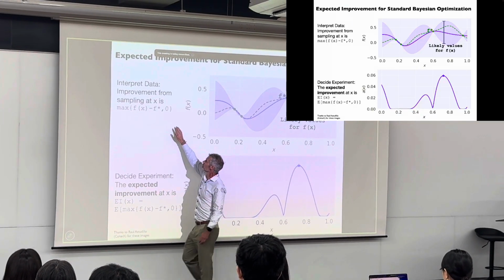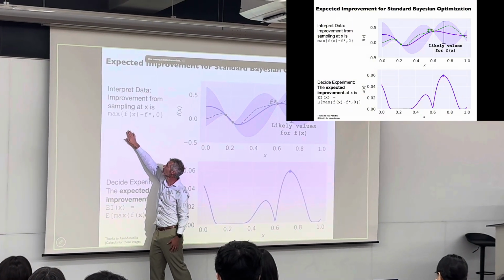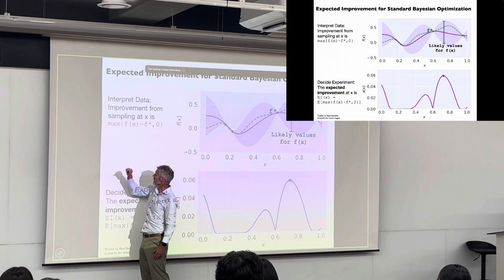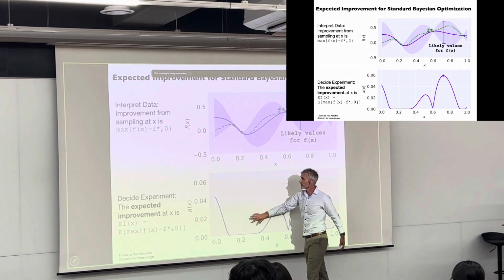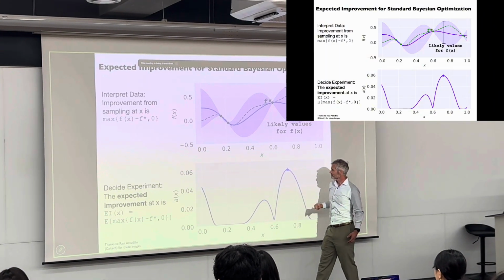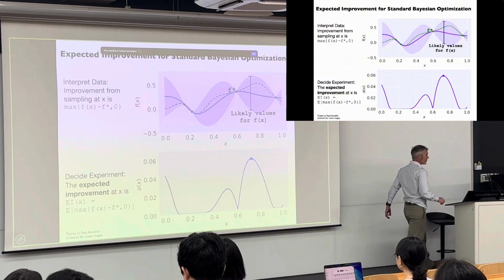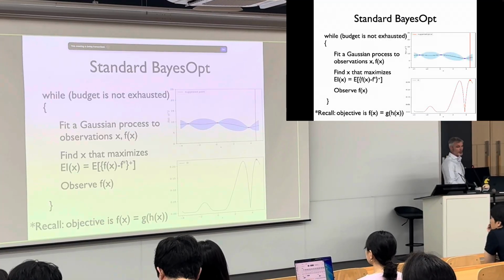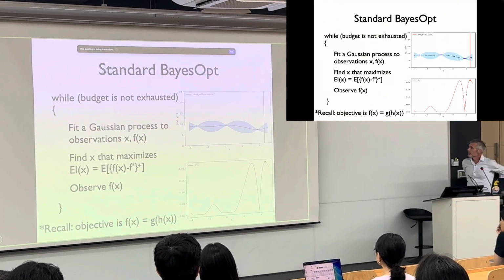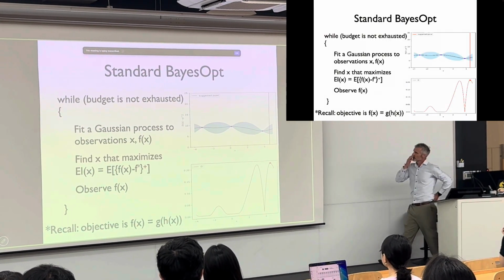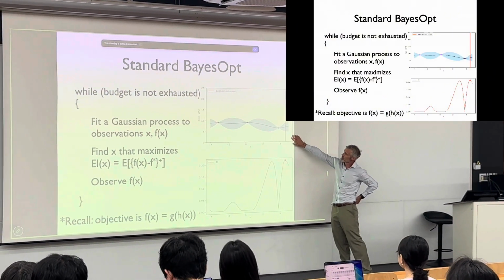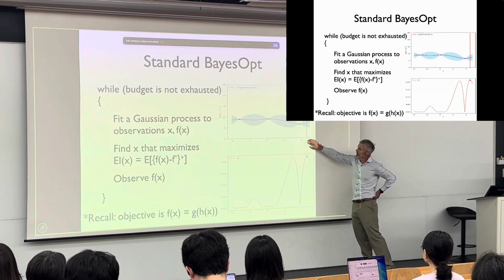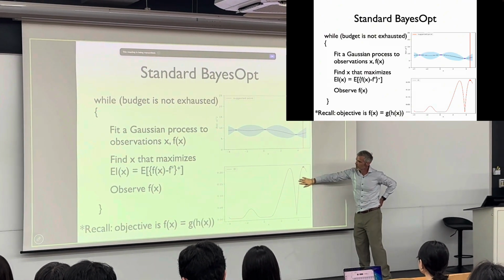We don't know what this improvement is, but we know a probability distribution for this quantity, and so we can take the expected value of this improvement, and that's what this acquisition function is. Okay? So we can adopt that same idea in other statistical models. So just like in standard Bayesian optimization, we fit a Gaussian process to our observations, and then we find the x that maximizes this expected improvement.